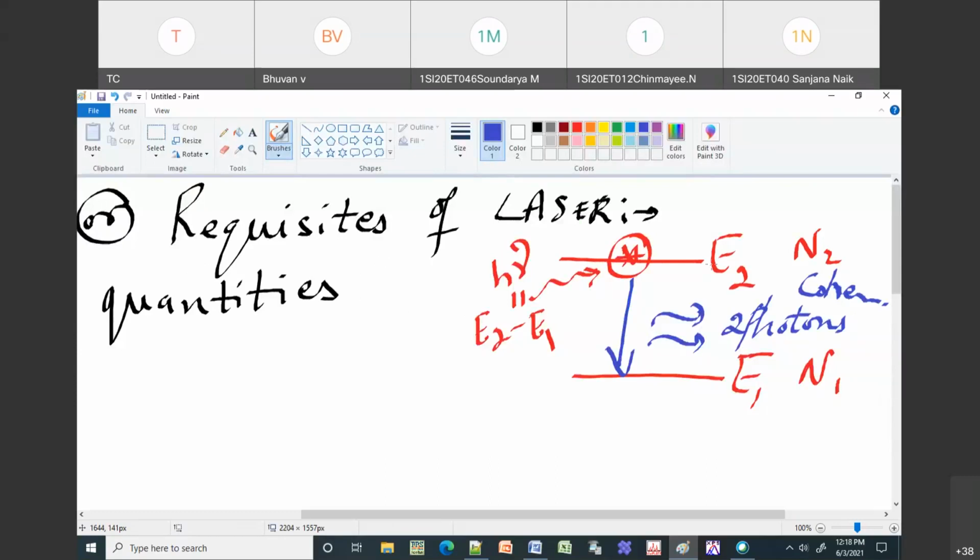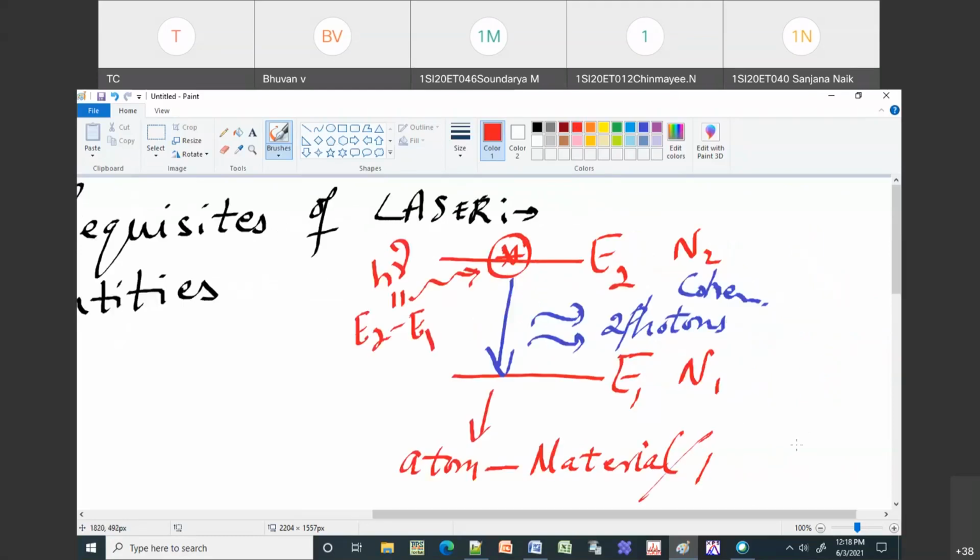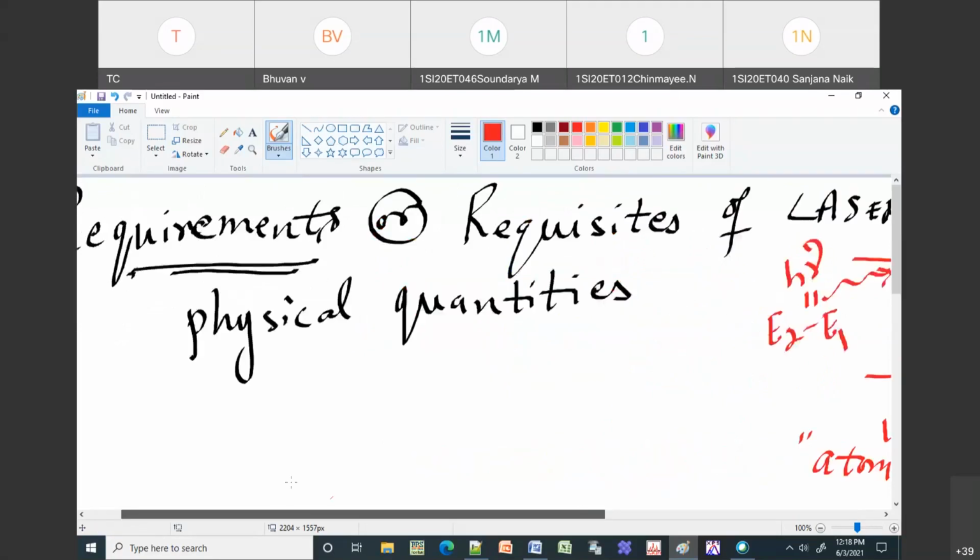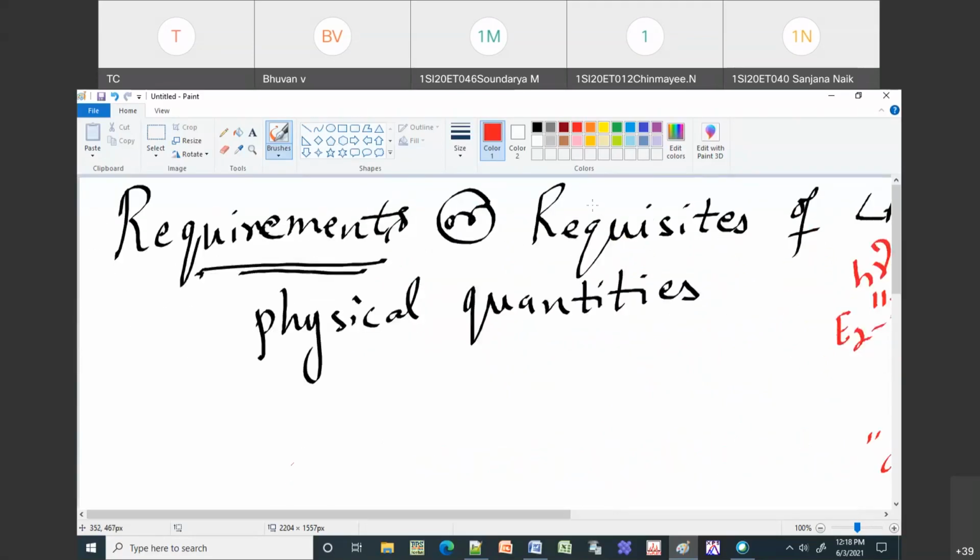So what is this E2 E1? E2 E1 represents an atom. Where is your atom? This is in a given material, or matter. Any material or matter will have at least a few atoms. So the first thing is your material. You should have the material. Only if you have material can you make it undergo induced absorption, and then again undergo stimulated emission.